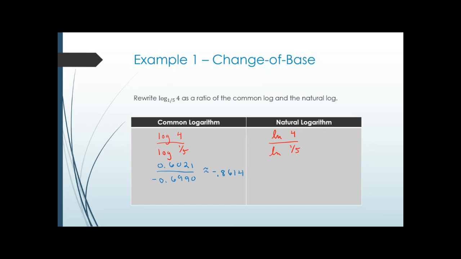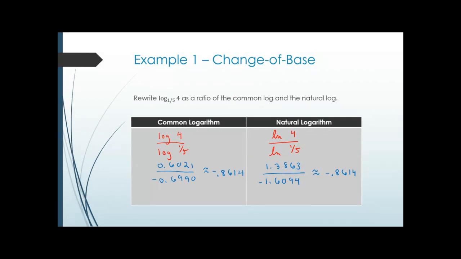Now, since my calculator also has a button for natural log, doing the natural log version is really easy. So when I take the natural log of 4, I get 1.3863. And then when I take the natural log of 1/5, I get negative 1.6094. And so when I divide those two numbers on my calculator, I get about negative 0.8614. I get the same exact answer.